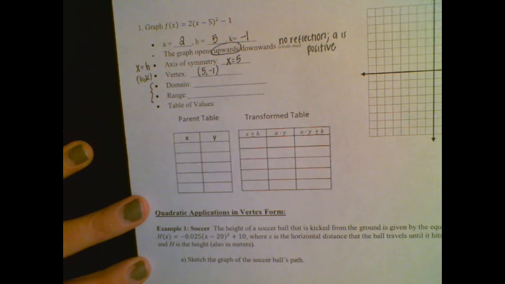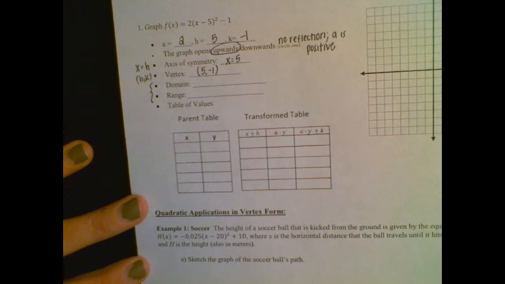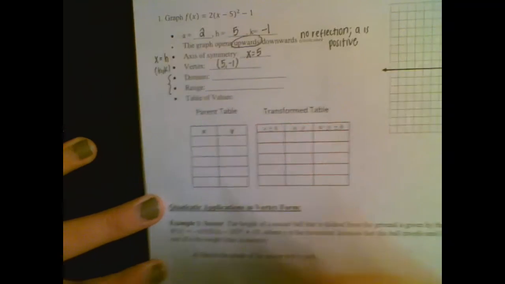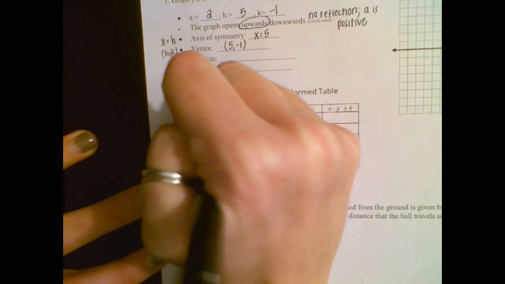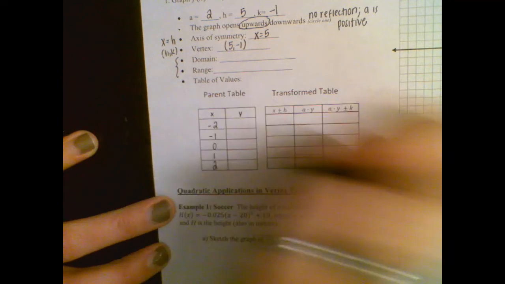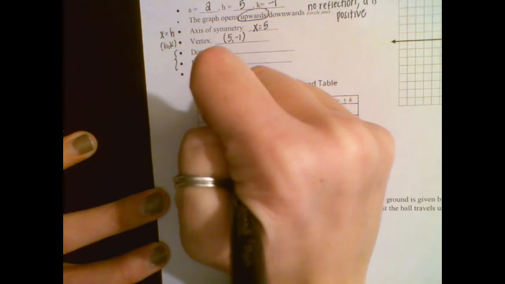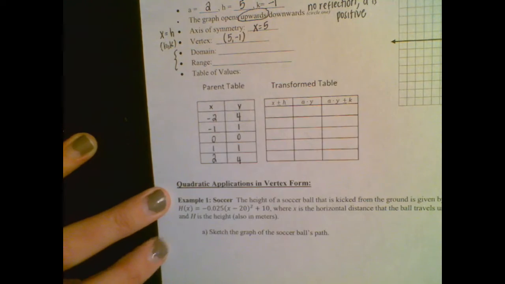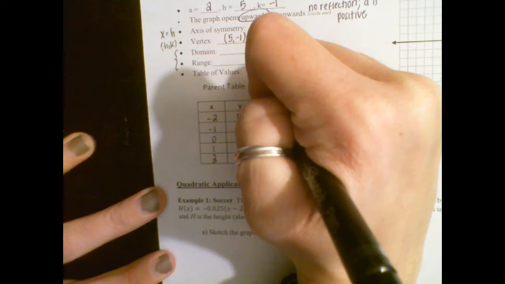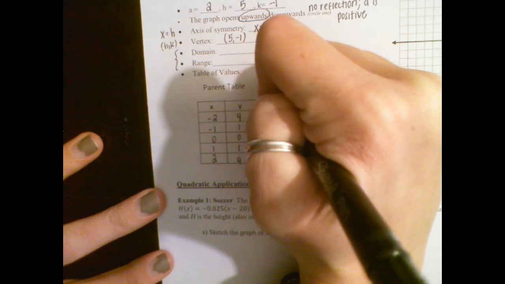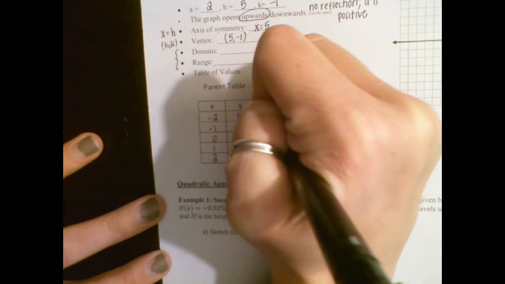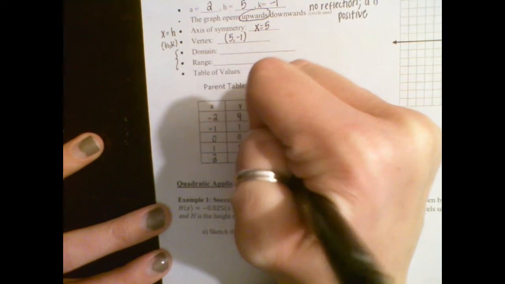It's easier to look at a graph than try to determine the domain from not looking at anything. So I'm going to set up my parent table of values again, from what we talked about in that first example. So negative 2, negative 1, 0, 1, and 2 for the x values. Y values are now 4, 1, 0, 1, and 4. Then since my h value is positive 5, I'm going to add 5 to all my x values. So 3, 4, 5, 6, and 7.